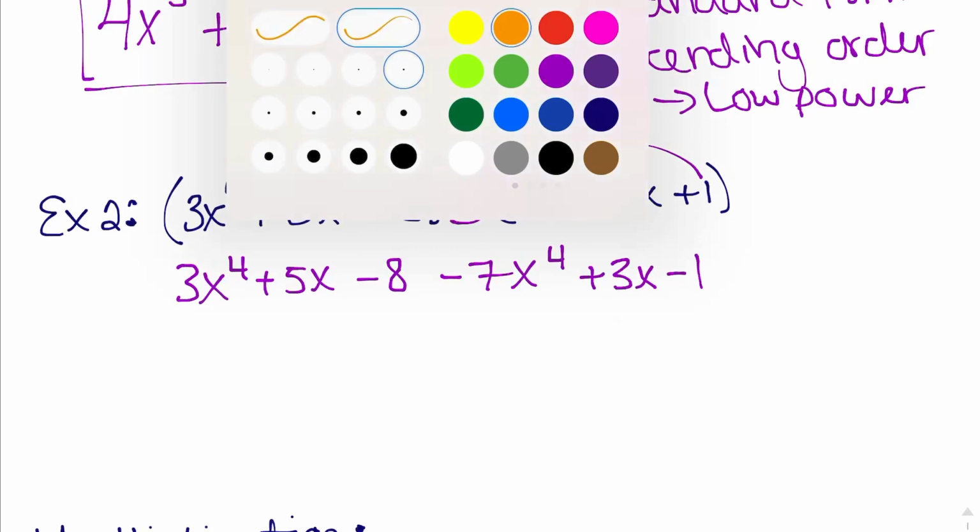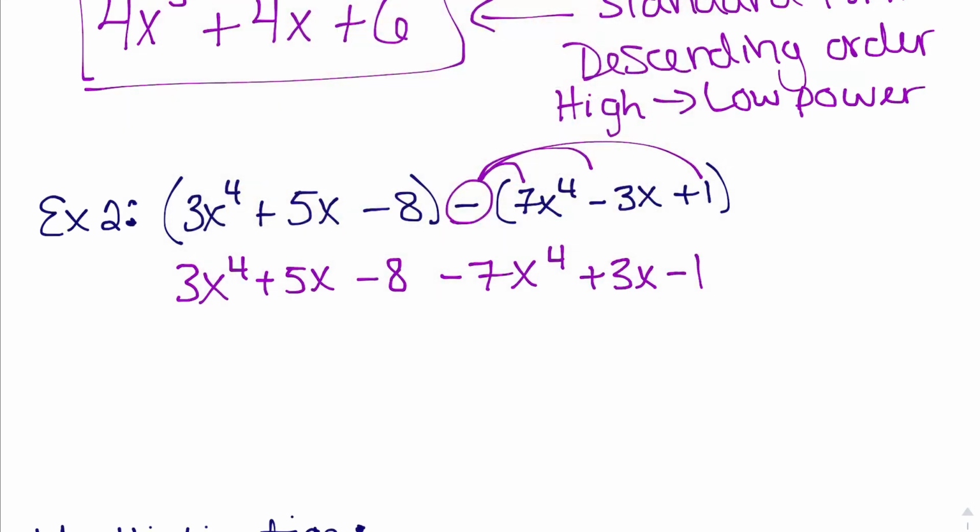Now instead of having to think about subtracting each time, I can just go through and add my like terms. So again, I'm going to look for the highest power first. I have 3x to the 4th and negative 7x to the 4th. 3 minus 7 is negative 4, and my power doesn't change, so x to the 4th.